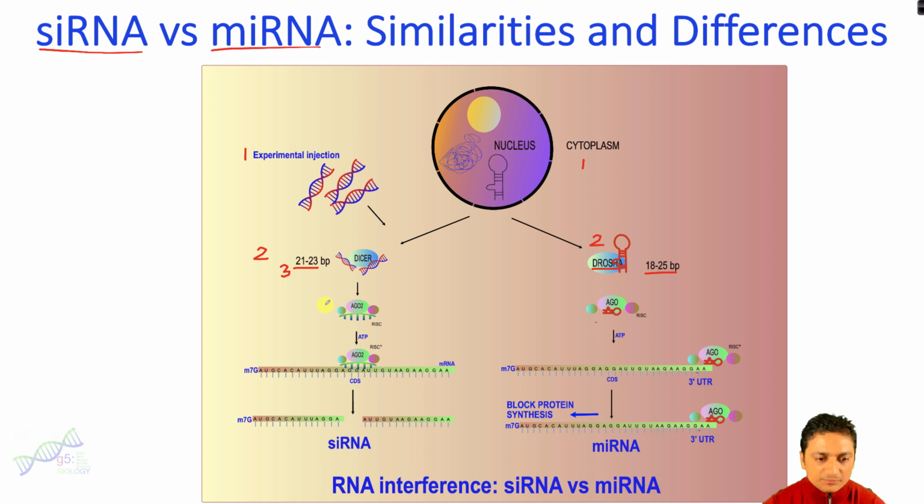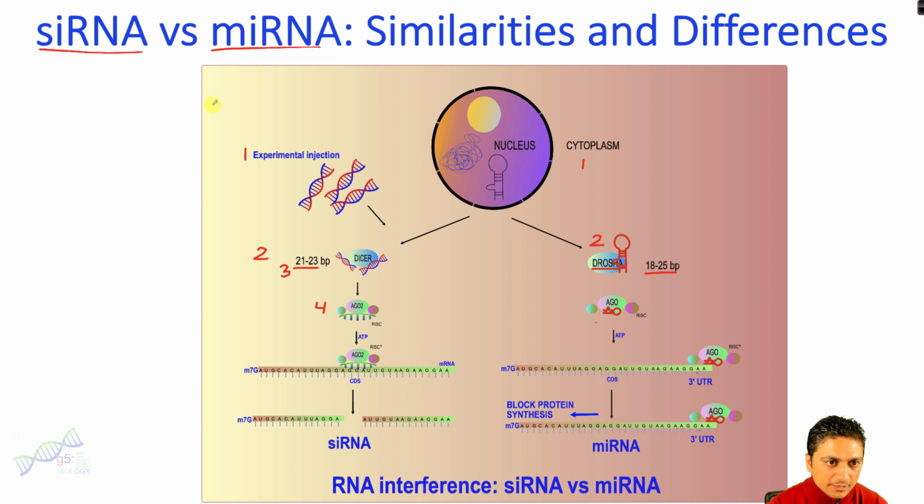And the fourth difference is the presence of Argonaute protein. So AGO2 or Argonaute 2 is present in siRNA silencing, while in miRNA silencing any type of Argonaute protein can do the silencing. And coming to the fifth difference, the fifth difference is the double-stranded molecule.